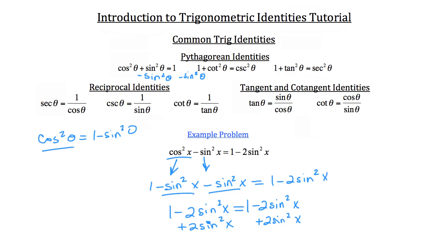On the left-hand side, the negative 2 sine squared x is going to cancel with the positive 2 sine squared x, and the same thing is going to happen on the right. So what we'll have is 1 is equal to 1. And that's obviously true.